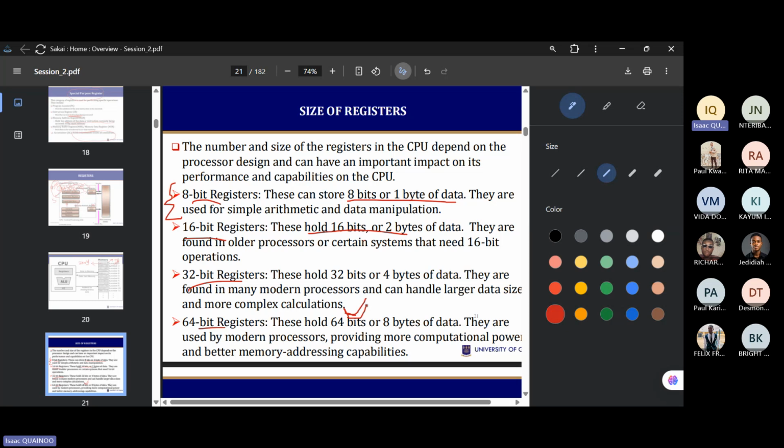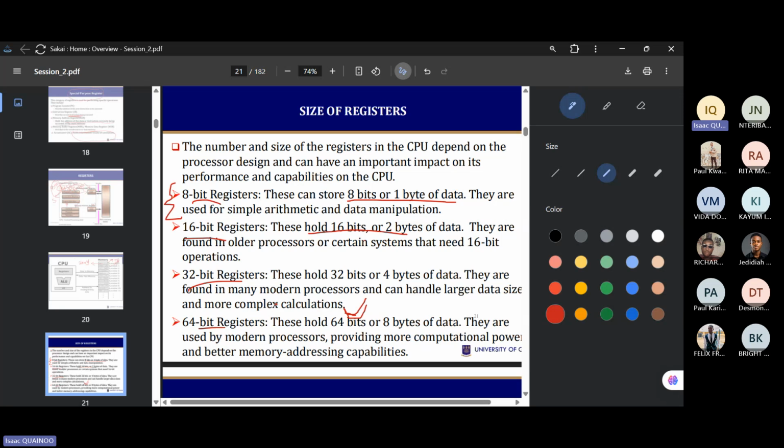outdated. Okay, why? Because we are now having programs that are much more sophisticated in nature, and running them on this kind of devices would not be the best. So 64-bit registers hold 64 bits or 8 bytes of data, and they are used by modern processors, providing more computational power and better memory addressing capability. So we are saying that the most modern of all these 4 registers is the 64-bit registers.